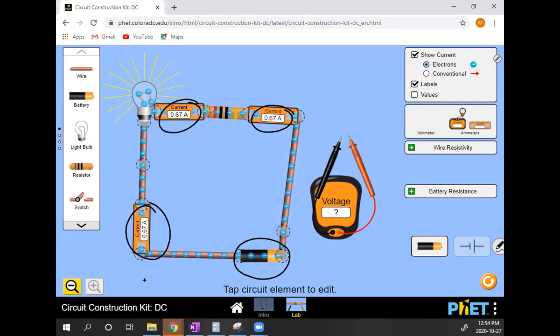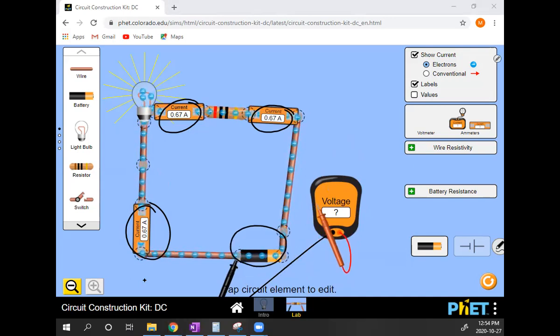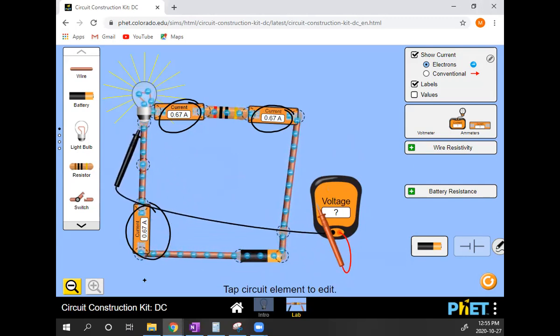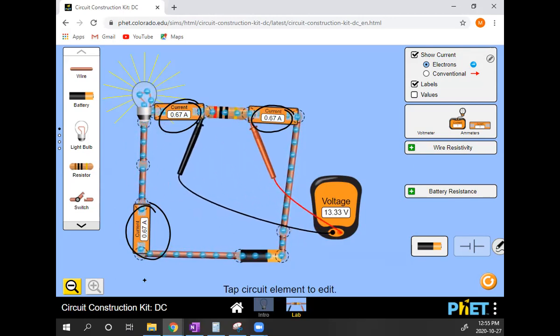Okay, now if we look at the voltages, the battery is still set at 20 volts, okay? So now I'm going to check my light bulb. What's the voltage across my light bulb? Well, the light bulb checks in at 6.67 volts. Okay, so definitely not the whole thing. Whereas my resistor checks out to 13.33 volts.